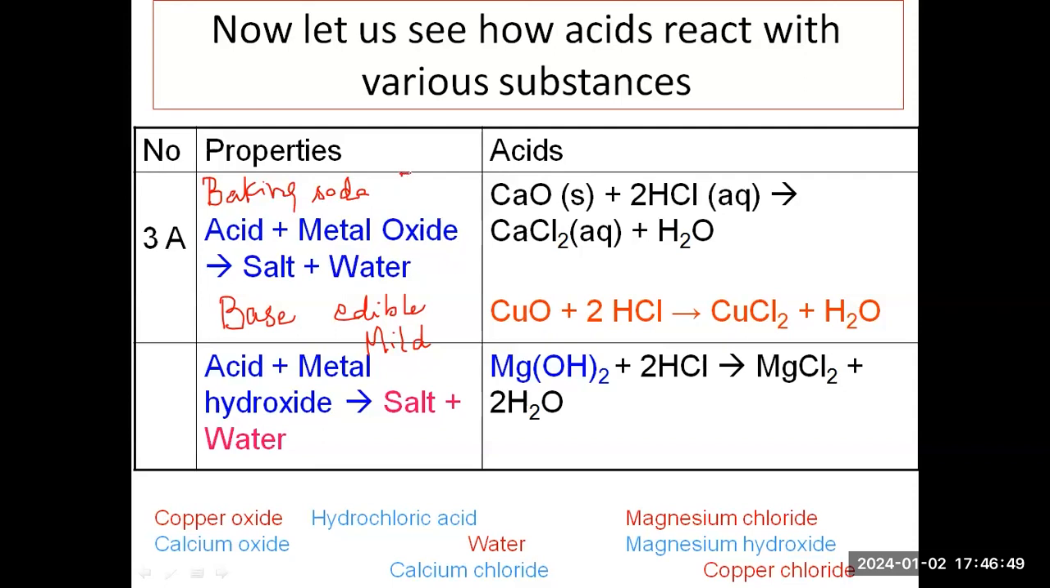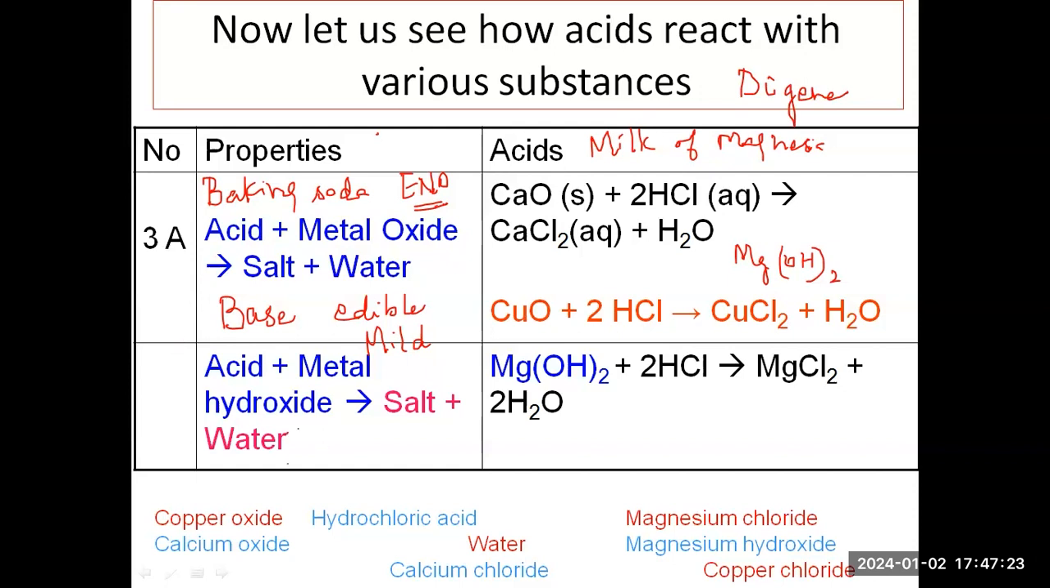The brand name is Eno. You must have seen it in the advertisements. Eno is nothing but baking soda. So it helps in relieving acidity. The other one is milk of magnesia, which actually is magnesium hydroxide, Mg(OH)2. Here it is sold as Digene. Digene is the brand name. So the practical application, as I told you, is that it gives relief in acidity.